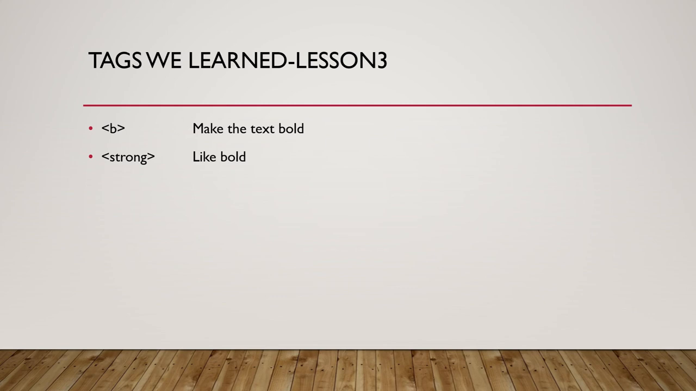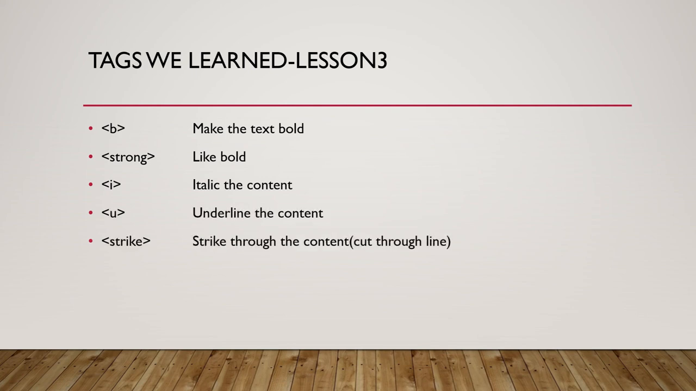We put the content in strong and it makes it bold, when we want to emphasize that someone should notice this content. Next one is I, which italicizes whatever content we write inside the I tag. The U tag will underline the content, and strike-through just cuts a line. Sometimes someone shows that the earlier price was that, and I cut that price with a line, and below it we put some new price. That is basically strike.